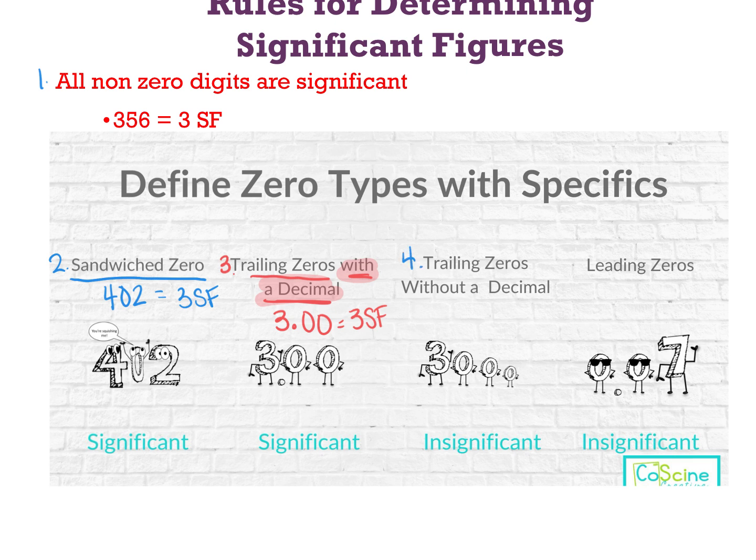Rule number 4 is trailing zeros without a decimal. The key here is without a decimal. These ones are insignificant, so maybe add insignificant in your notes. For example, the number 3,000: this time there's no decimal point there. Those zeros do not count as significant figures. Only the 3 does. So this one only counts for 1 significant figure.